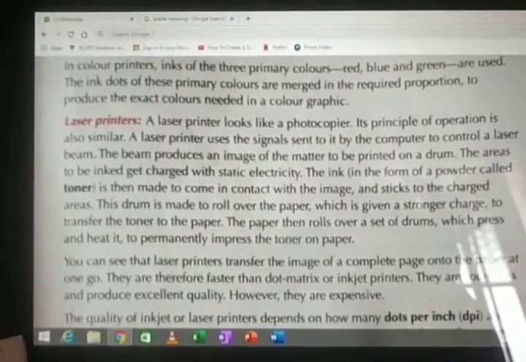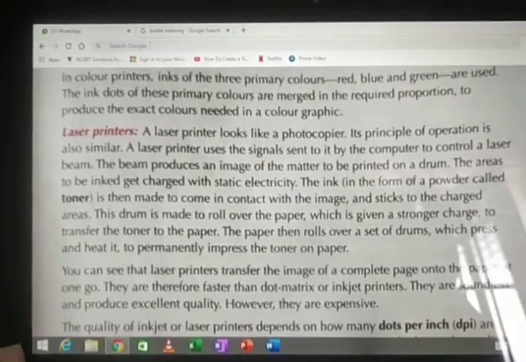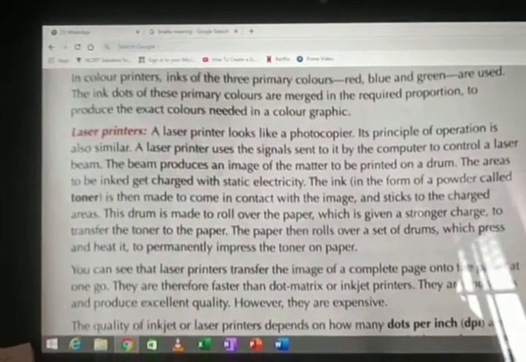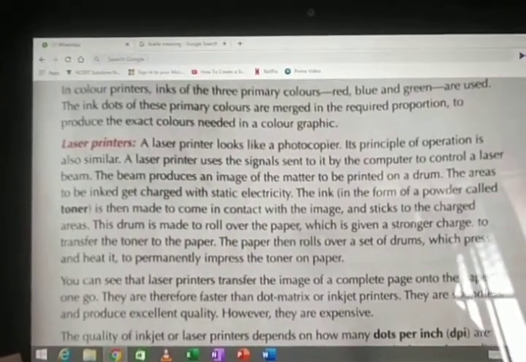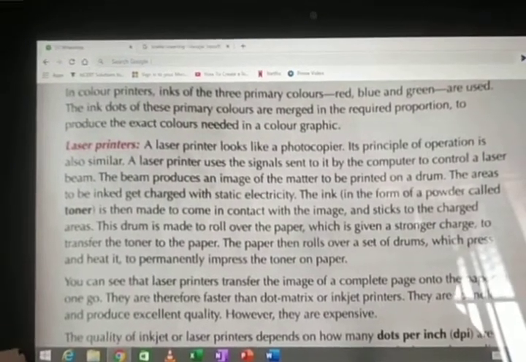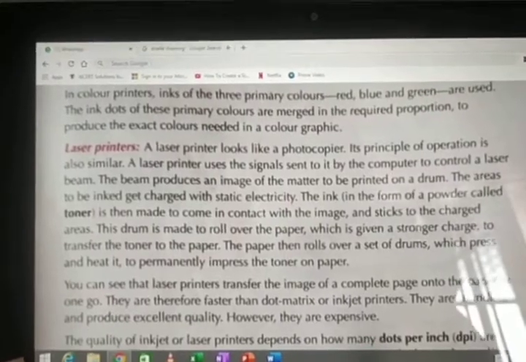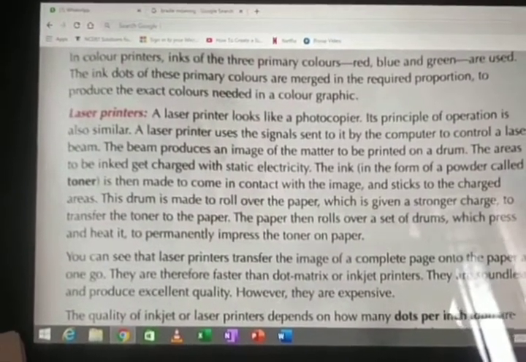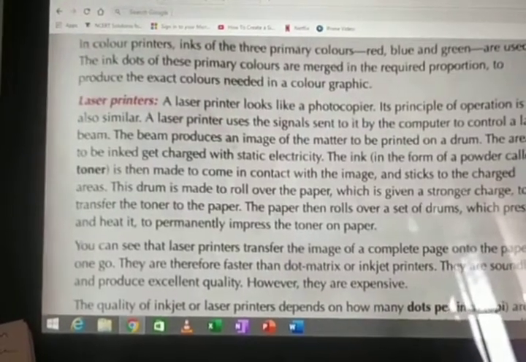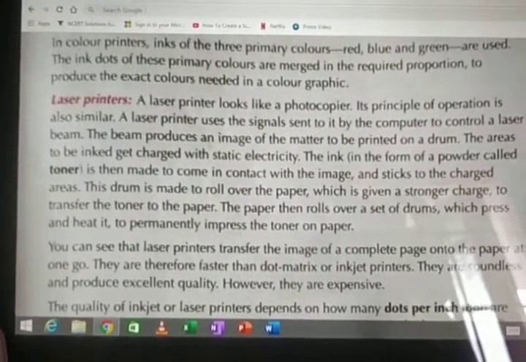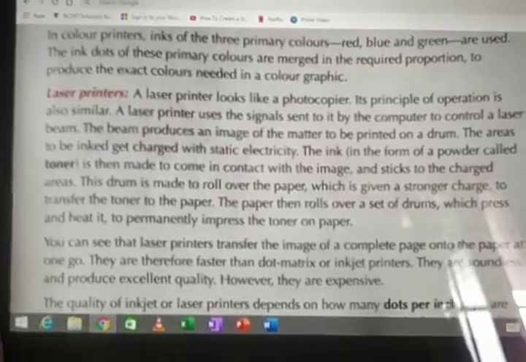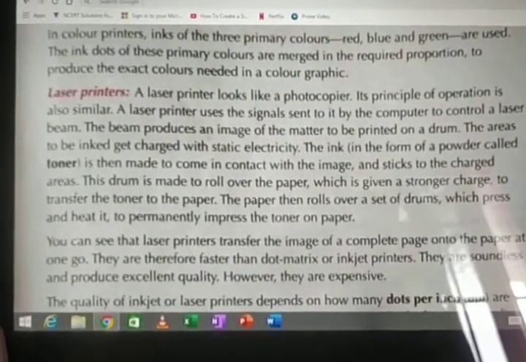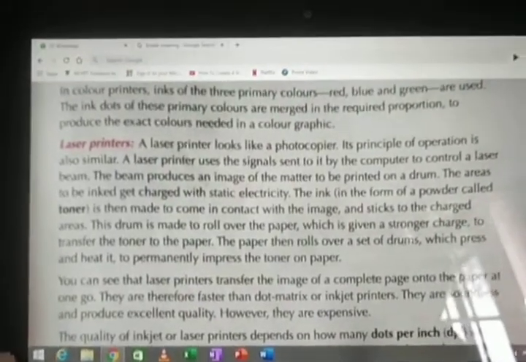Okay. These laser printers are faster than dot matrix and inkjet printers. Not only fast, they produce very good quality, and so they are expensive. It is faster, they produce good quality, so what happens? It is expensive compared to other printers.